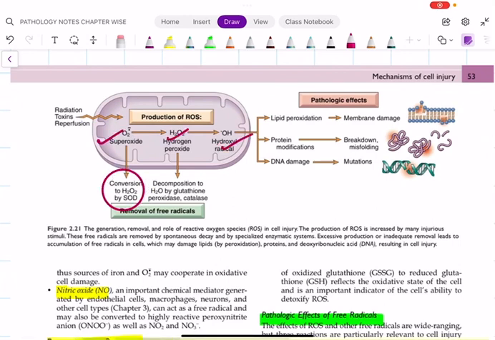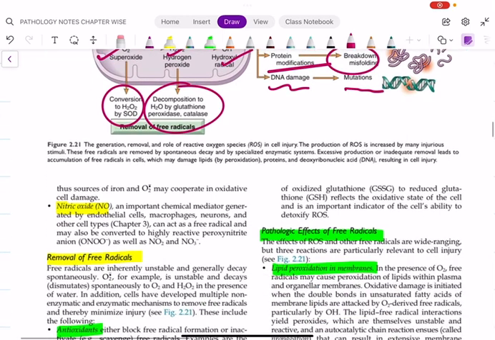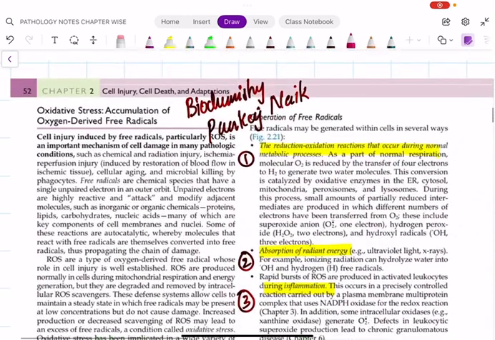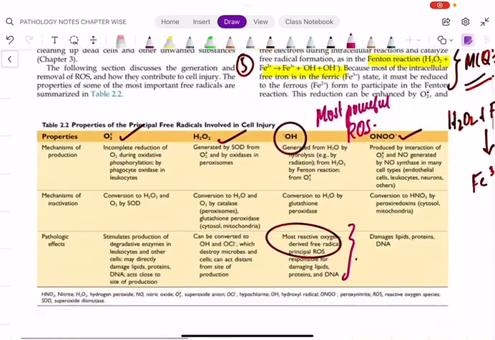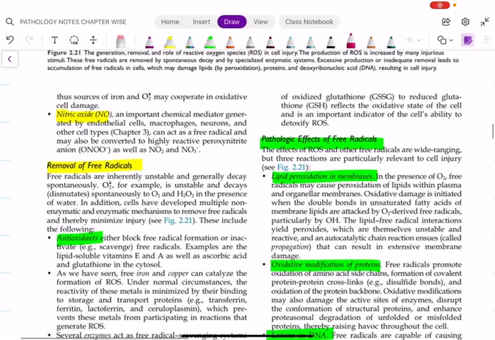Finally, these free radicals will have some pathological effects. Lipid peroxidation, which leads to membrane damage. Protein modification leads to protein misfolding, and in DNA it will cause mutations. Free radicals may be asked as a short note. So first write what is a free radical and how they are generated. Then number 2, draw these two pictures. Then how the free radicals are normally removed, and finally what are the pathological effects of free radicals.